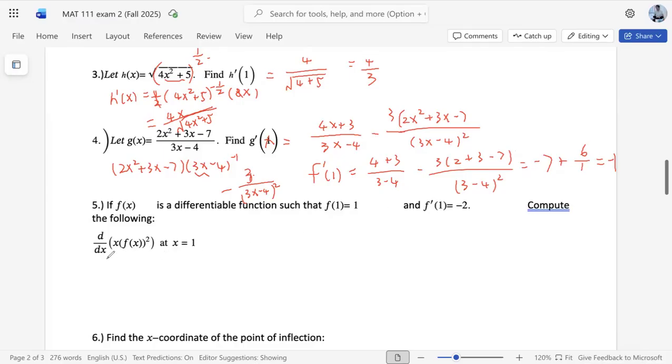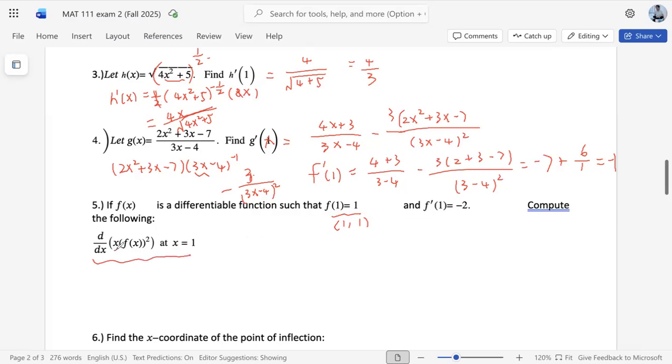Well, let's see 5. So given a differentiable function f of x, and also we are given one point, the x value is 1, the y value is 1. And this is a derivative function. At 1, the derivative is negative 2. So we want to compute this. So how do we do this?